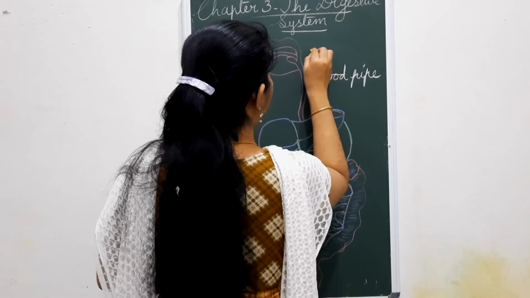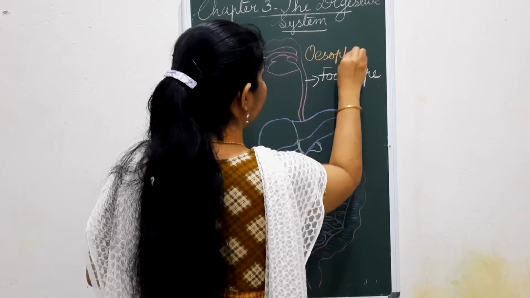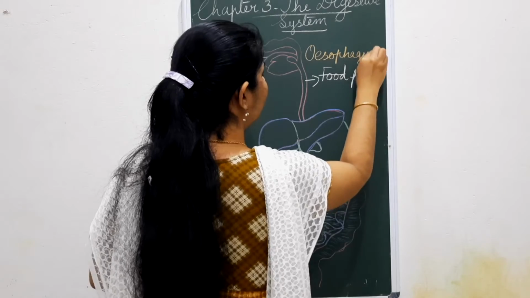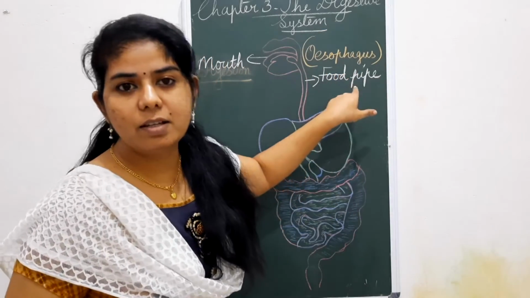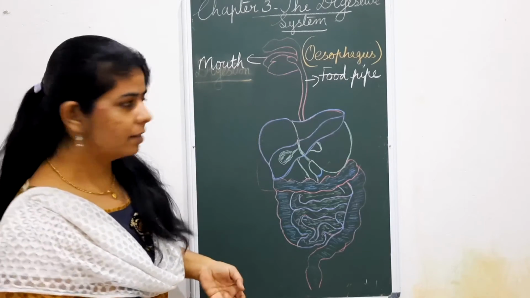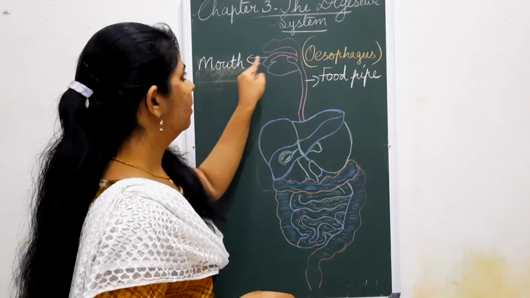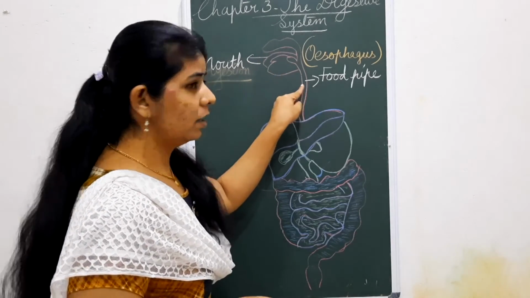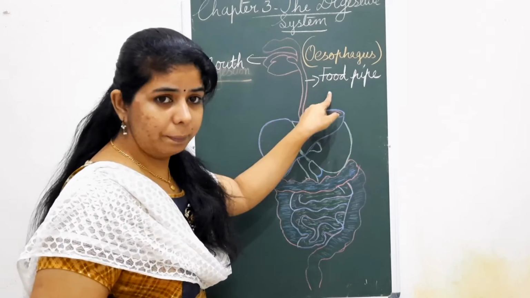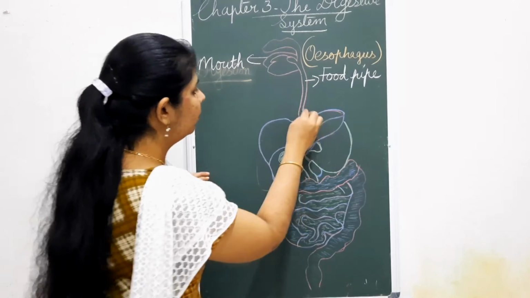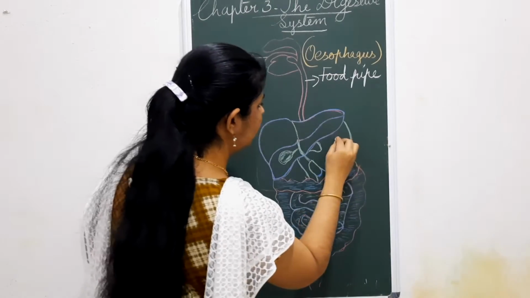Another name of the food pipe is esophagus. No need of learning, it is not so important. Just understand that another name of this food pipe is esophagus. Clear that much? So the first organ is mouth. Then we swallow it, and the food is going to the stomach through the food pipe. Now it is reaching the stomach.